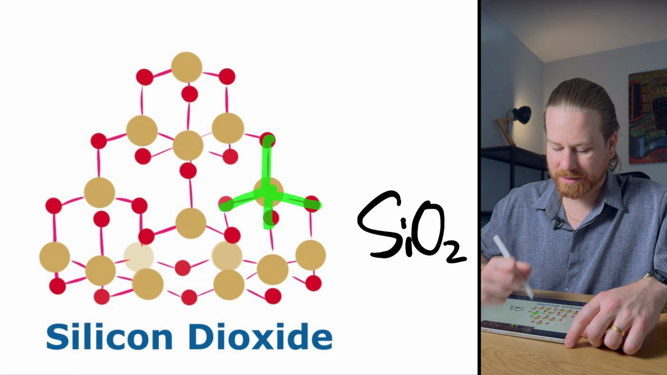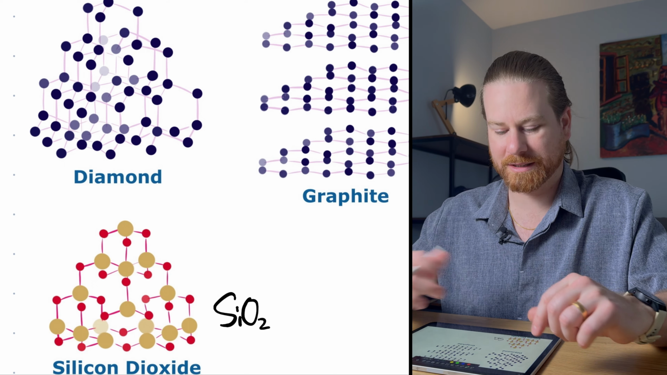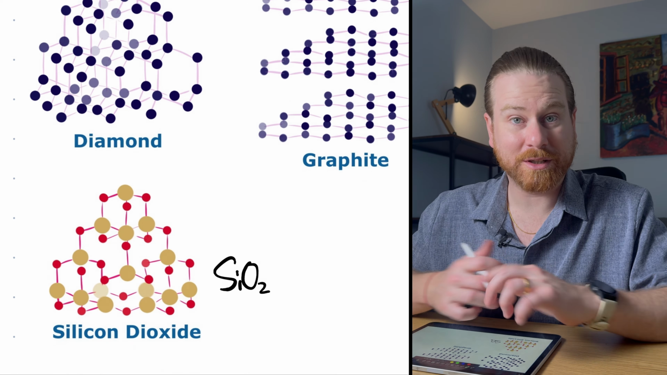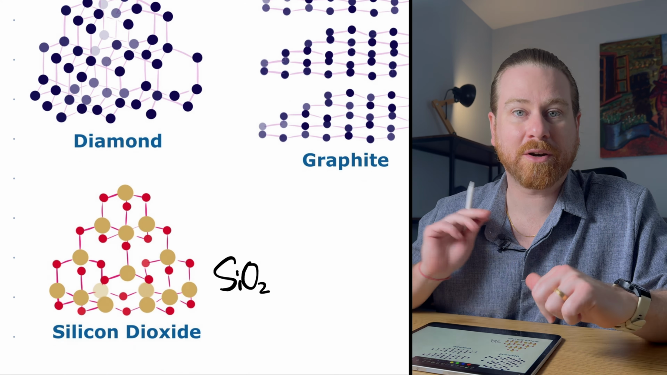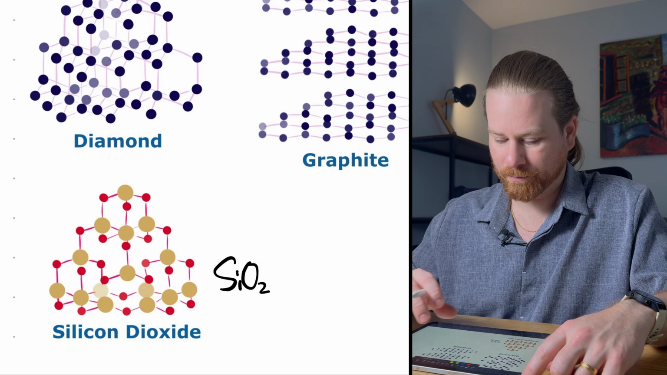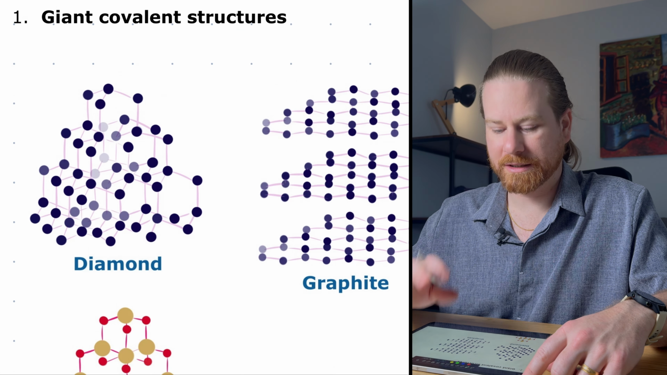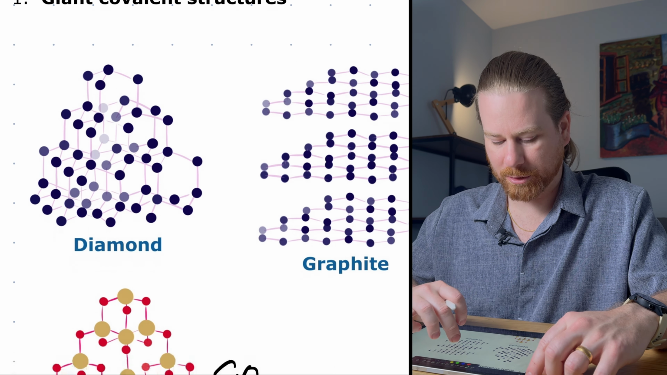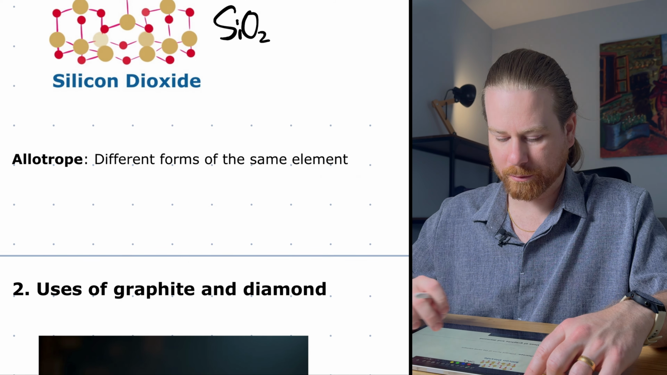So we can see this is very similar to the diamond. So the diamond and the silicon dioxide structures are very similar. Because they have very similar structures, again, silicon dioxide has a very high melting and boiling point. And again, just like diamond, it does not conduct electricity because, again, there's nothing to carry the charge. So there we go. Those are the 3 giant covalent structures, but we'll talk more about these later when we can compare them. And then, here we go. We've got our definition for allotrope written down for you.